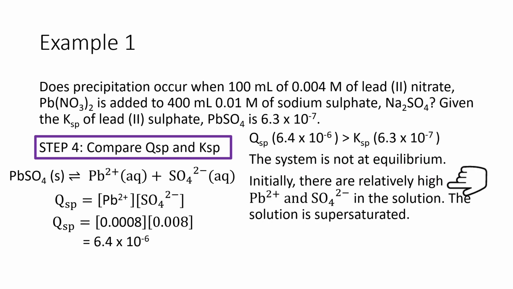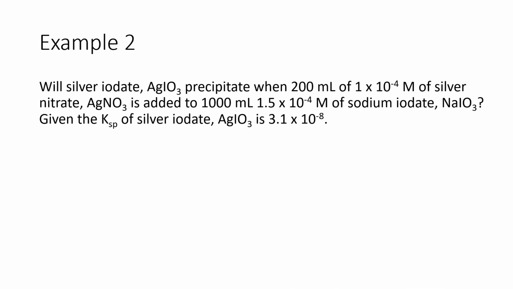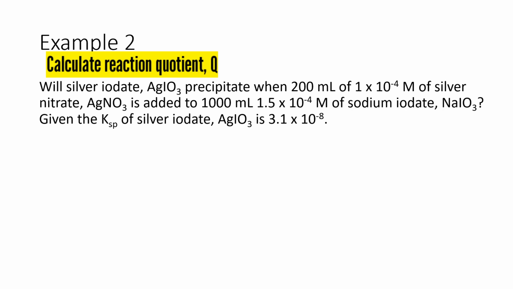Initially, because the reaction quotient value is larger, it means that there are relatively high concentrations of ions in the solution. Therefore, the solution is supersaturated. To reach equilibrium, the system must shift to the left to reduce the concentrations of the ions. A shift to the left will cause solid lead-2 sulfate to be produced. Hence, precipitation occurs.